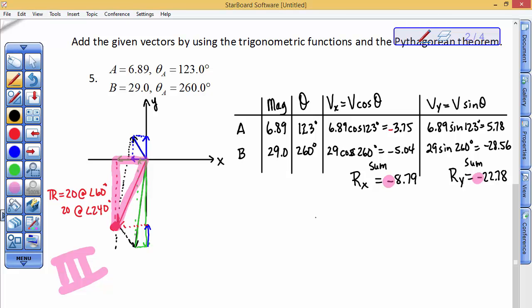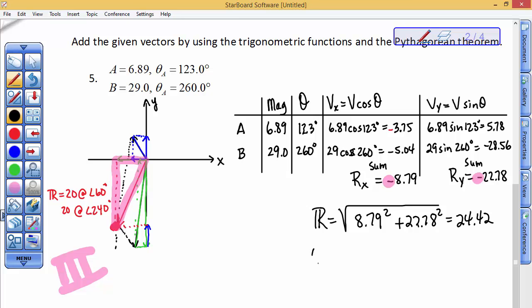So I'm looking at this right triangle now because I want the magnitude of this line. So the magnitude of the hypotenuse will be found by taking the 8.79 and squaring it from right here. And the 22.78, don't bother with the negative signs because when you take a negative number and square it, you get a positive answer. I get 24.42 for that.